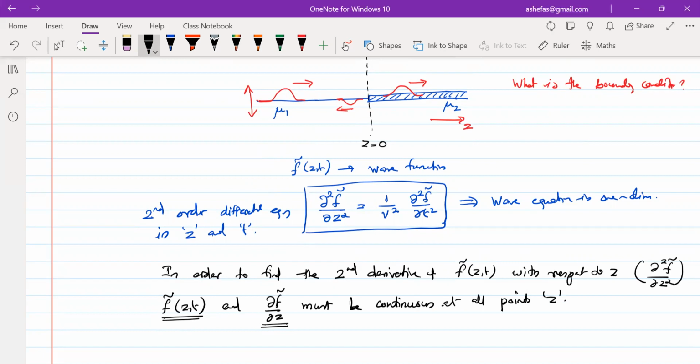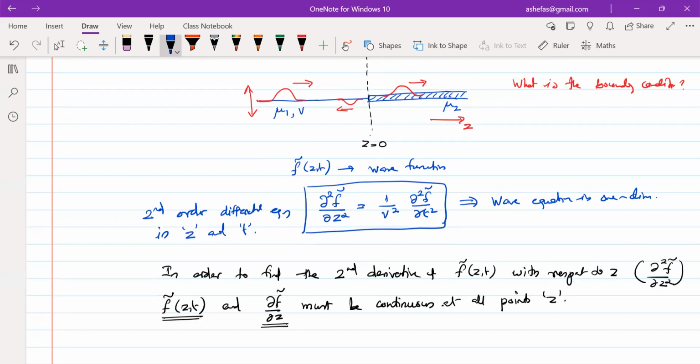What is the functional form of f tilde here? If you look at f tilde, we can divide the string into two parts: the left part of z equal to 0 and the right part of z equal to 0, because at both sides of the boundary we have two different strings with different linear mass density. Correspondingly, the speed of the wave would also be different.